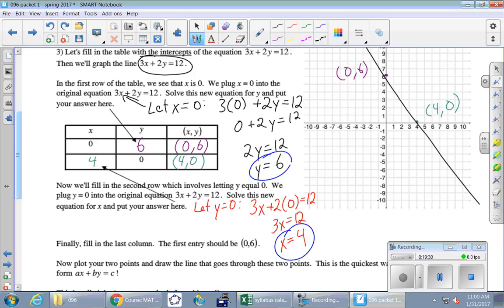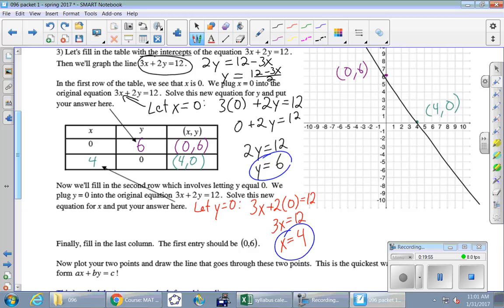Is it x? I've seen this so many times where students will solve this for y. You don't need to write this, but solving for y is no mean feat. Subtract the 3x from both sides. 12 minus 3x. And then how do we solve for y? So we divide everything by 2. So we go 12 minus 3x all divided by 2. And that's kind of messy.